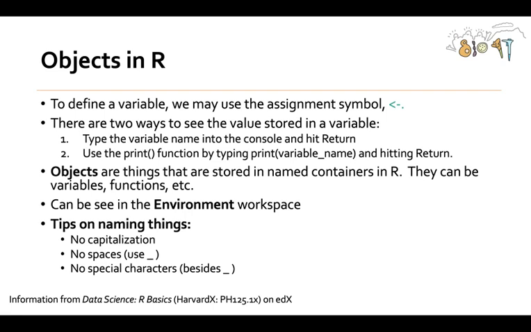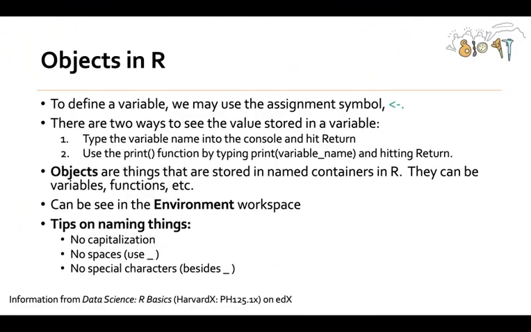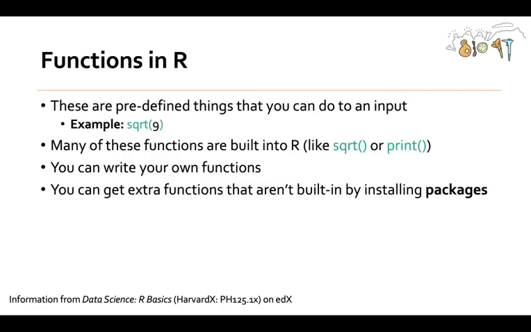Now, just a couple of tips on naming things. I would encourage you to avoid capitalization, spaces, or special characters, because R is very particular that you write things precisely. So, okay, a is represented as 1, but what happens if I type a capital A and run that? It doesn't recognize it because I stored it. The object here is lowercase a. So you need to write things precisely in order for R to know what you're trying to talk about.